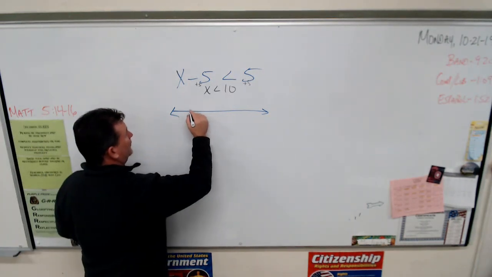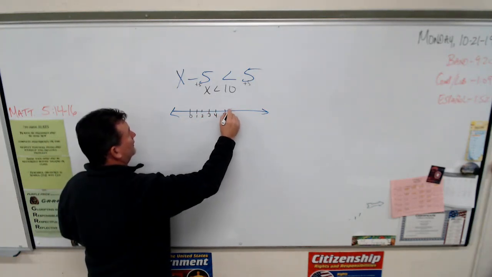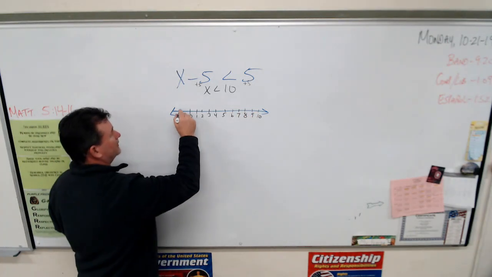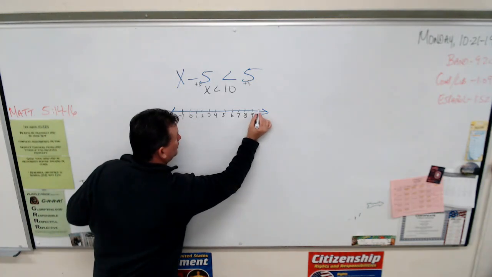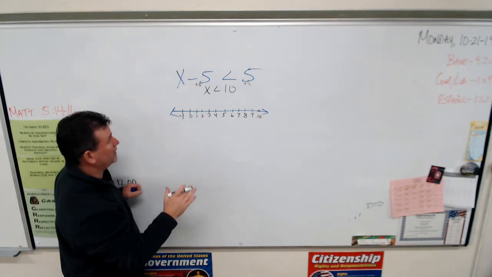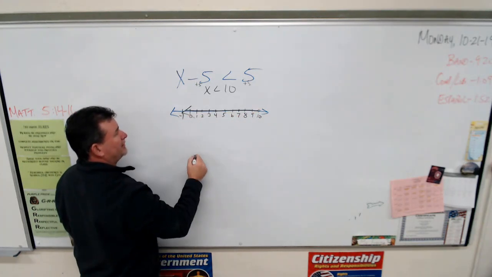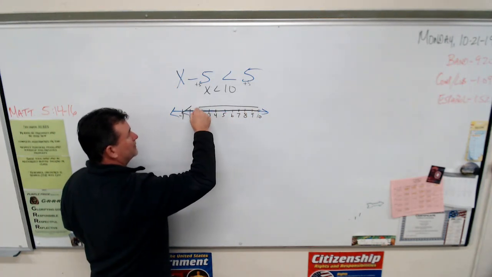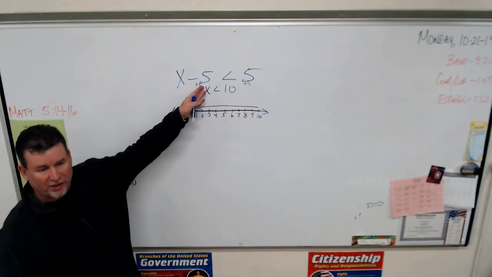How about if I start over here with 0 this time? 1, 2, 3, 4, 5, 6, 7, 8, 9, 10, and negative numbers to the left. X is less than 10. I'm going to put an open circle around 10 because 10 is not included. Everything less than 10. Actually, to make it clear on your graph, maybe you should draw an arrow just above that. And that indicates what makes this a true statement.